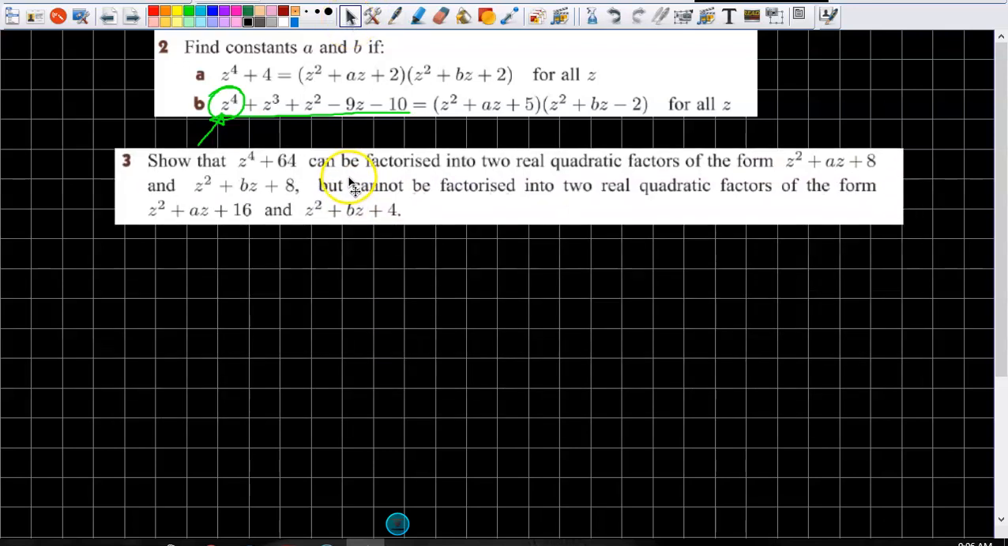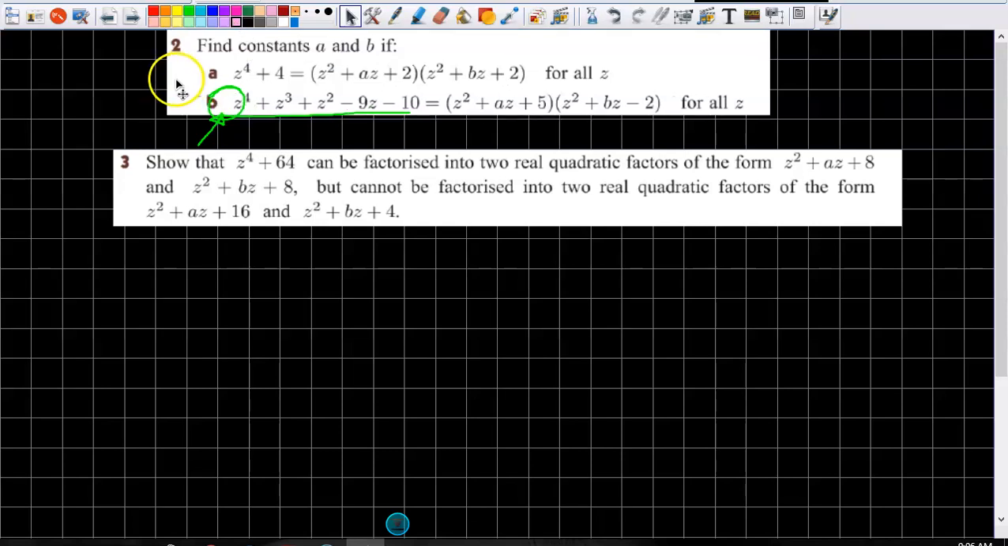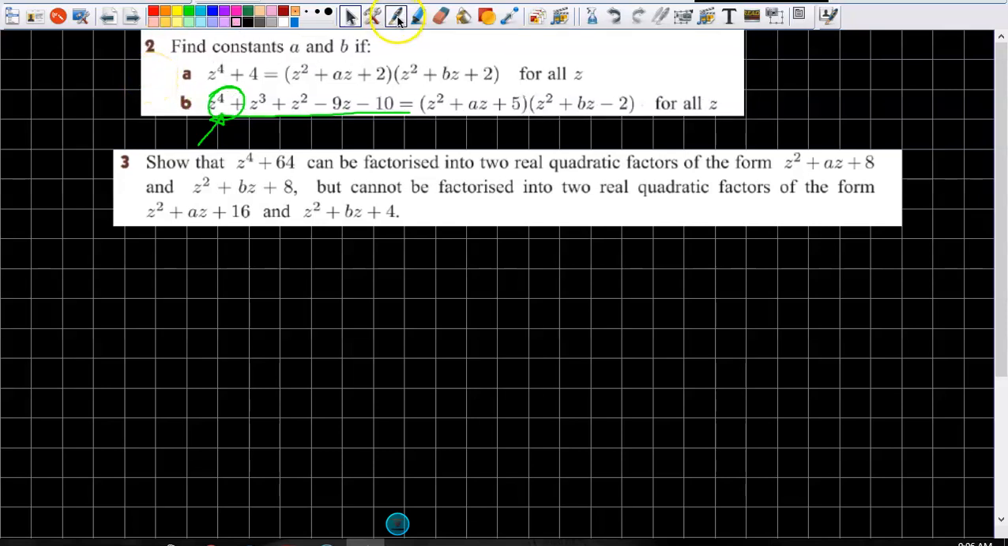All right. So were there any questions from 1 and 2? I'm going to do my thing, hopefully, for only 10 minutes. So if you're feeling you want to ask a question just with me, that's fine. All right. So question 3, show that this can be factorized into 2 real quadratic factors. So we got an idea. It's probably very similar. I would say it's very similar to this one.